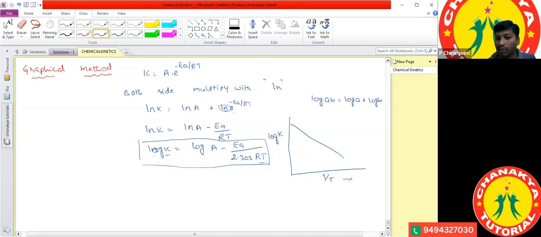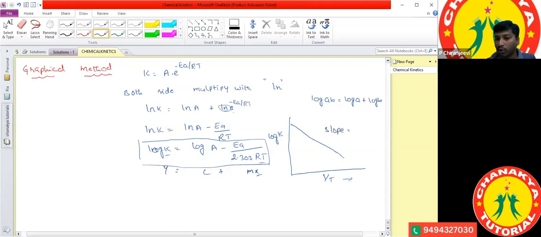And what is the slope? By seeing the formula, it looks like y is equal to mx plus c. This part is mx and this part is c. In this one, the x value we have taken is 1 by T, and the y value we have taken is log k. Then according to that, what is the slope?